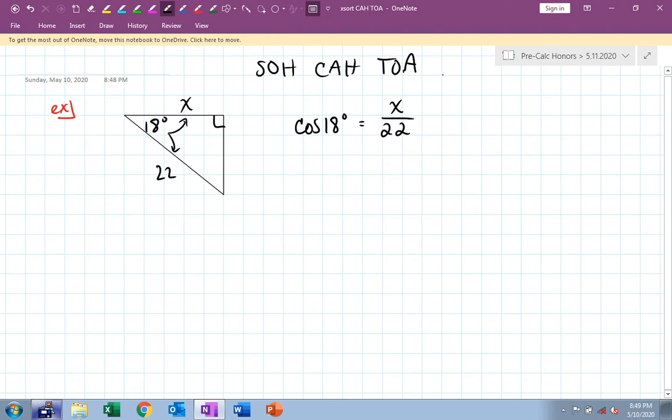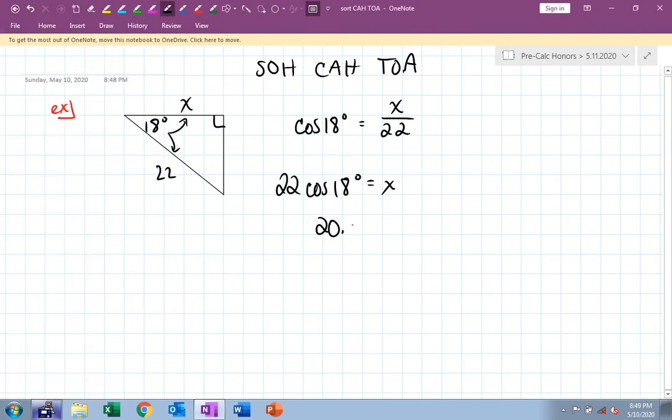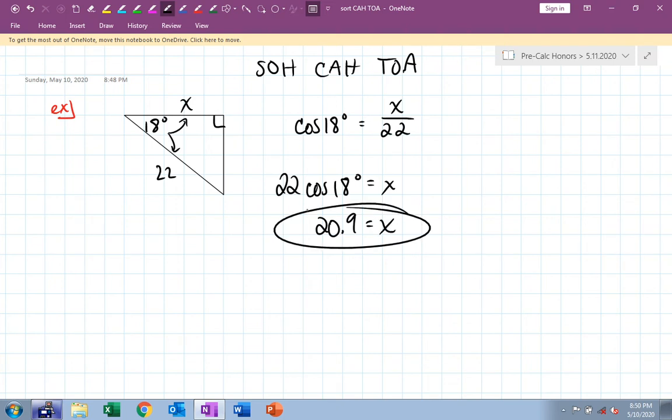And again, if we want to solve for x, we would multiply both sides by 22. You get 22 cosine of 18 degrees is x. And then you grab that handy dandy calculator, but you got to put 22 in. And you get 20.9 for x. So you could use this to find missing sides of right triangles, which is really nice.